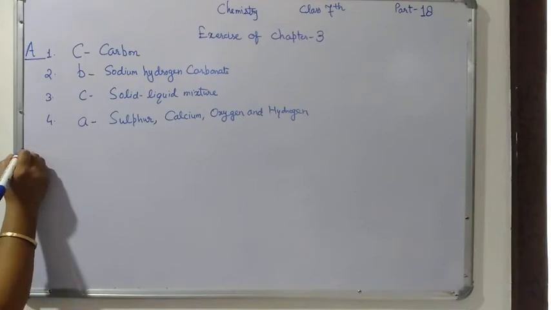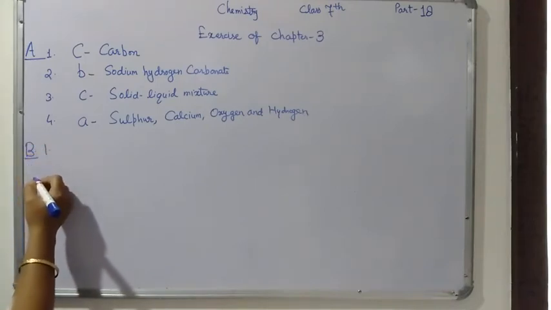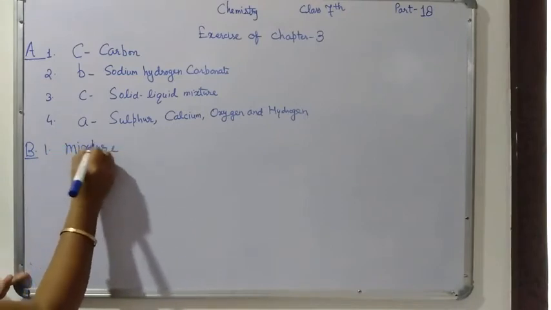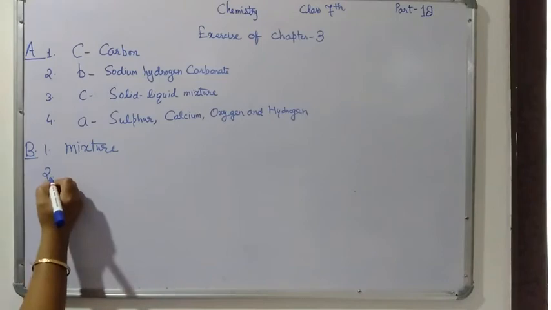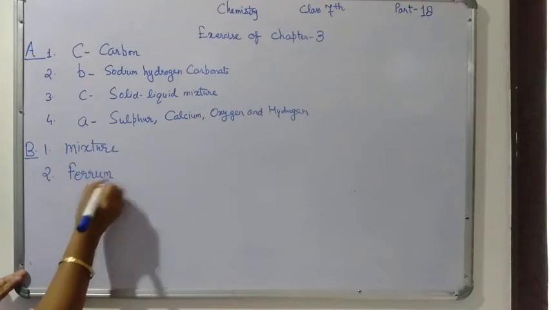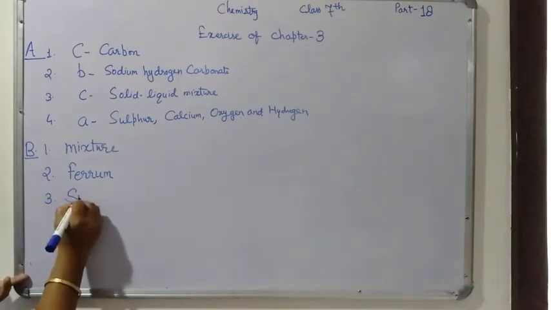Now your second question is filling the blanks. First one, a mixture is an impure substance. Your answer is mixture. Second one, the Latin name of iron is ferrum. Third one, a symbol is the short representation of an element. Symbol.